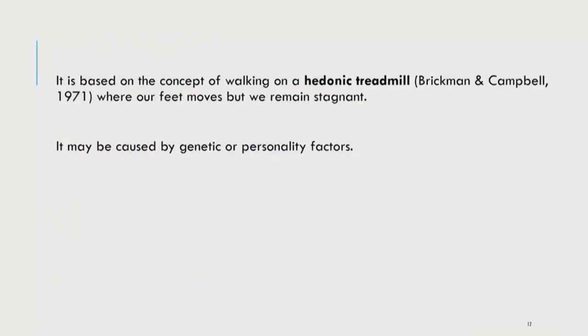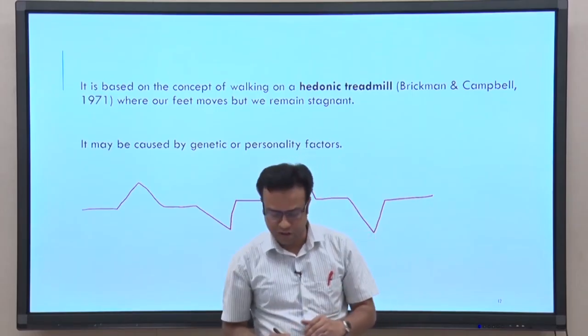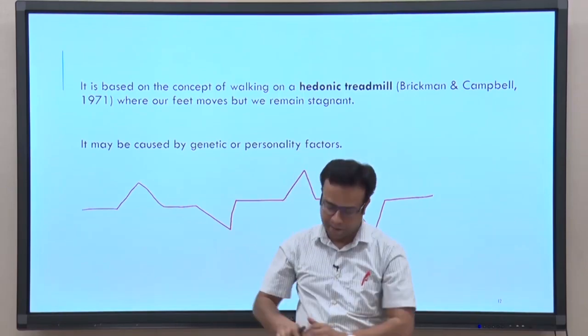Hedonic adaptation is like, let us say, if I just draw a graph. Our life is going like this, some positive event happens, so our graph goes up, then comes back. Some negative event happens, our happiness level goes down, we come back again. Some positive event, our happiness level goes up, we come back again. So, this is how hedonic adaptation forces us to come back to our baseline level of functioning. There will be a temporary shift, then we will come back again.